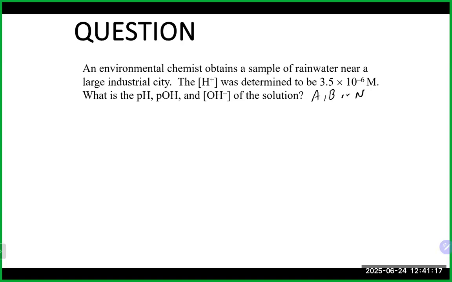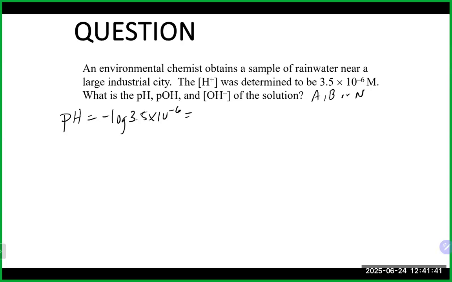All right, let's take a look. Again, we're given the H plus, so it does give us a couple of options since we're looking for everything. We again could go the Kw route to get the OH minus first. We could also just go right into the pH as well. So that's what I think I'm going to do, just go straight into the pH. But you definitely could have gone the Kw route first if you wanted to. 3.5 times 10 to the minus 6 in this case.